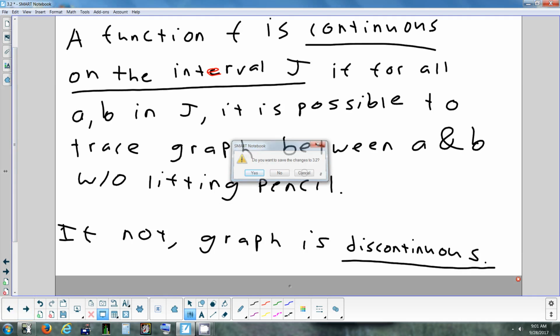If a graph isn't continuous, then we call it discontinuous. And the idea of continuity, that comes up in calculus a lot. Having a graph that's continuous. Okay, so any question on that idea?